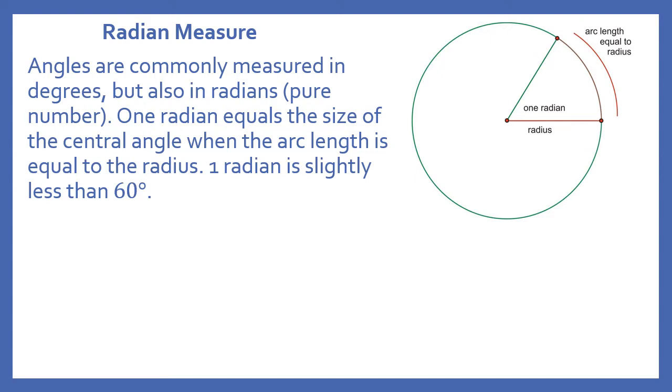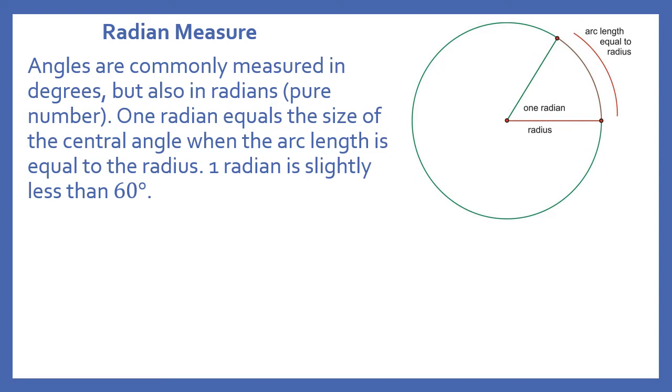Angles are commonly measured in degrees, but also in radians. And radians are a pure number. 1 radian equals the size of the central angle when the arc length is equal to the radius. So 1 radian is slightly less than 60 degrees, and we're going to actually figure out the conversion of this. And radians are often confusing. It's kind of like inches to centimeters, two different units of measure to measure the same thing.